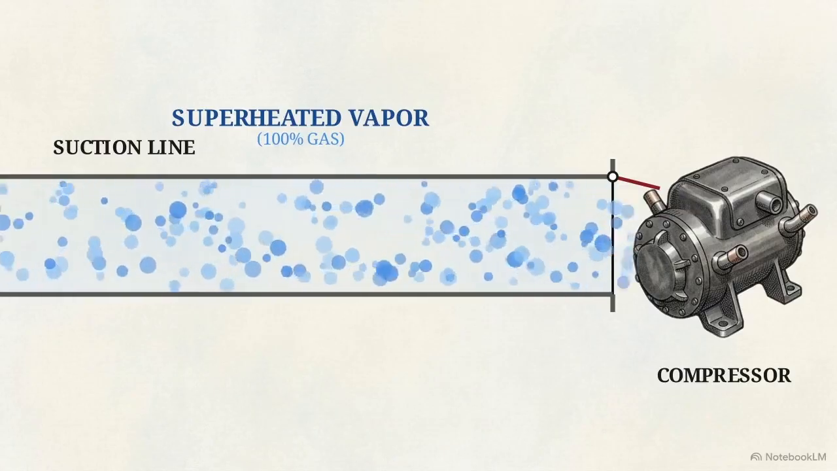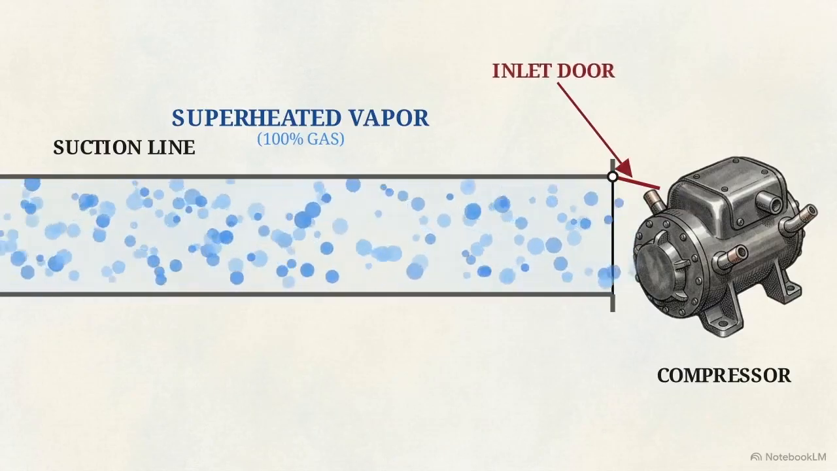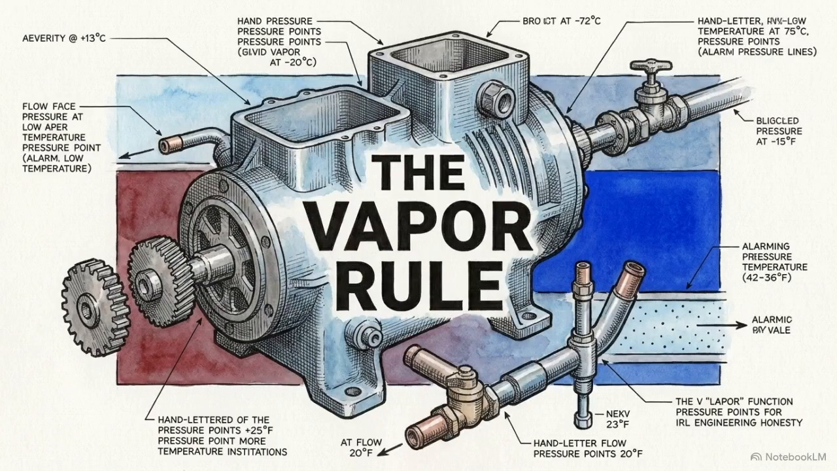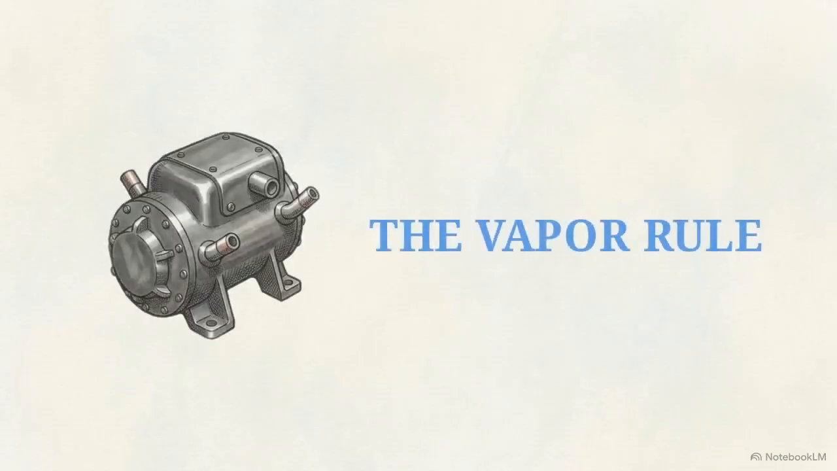The lifespan of the compressor depends entirely on the physical state of the refrigerant the moment it reaches that inlet door. The primary cause of system failure occurs when that rule of vapor is broken and liquid enters the compressor.